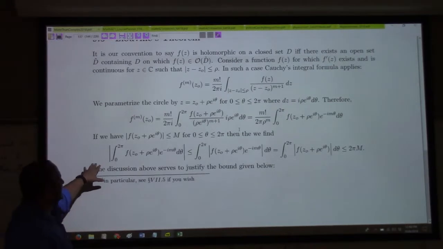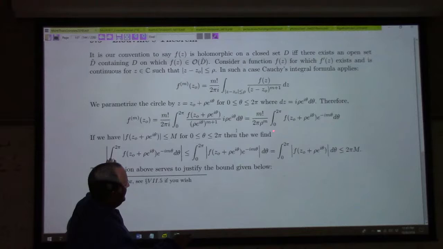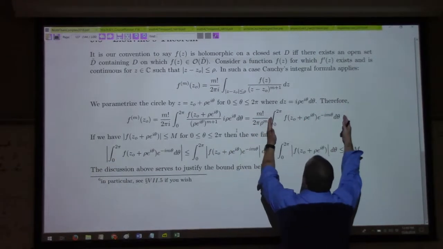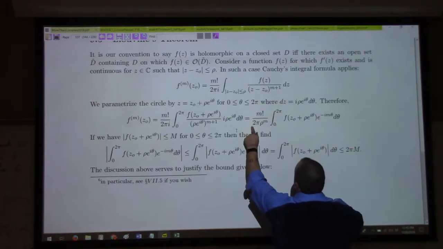All I'm doing is taking the bound. I've just shown that when you actually do the calculation of this, the modulus of this is at most what? Oh, I do have the m factorial, don't I? M factorial over 2 pi i. I'm just working on that piece, right? So what I've shown is that the modulus of this part is at most 2 pi M. I still have the m factorial over 2 pi, rho to the m there.